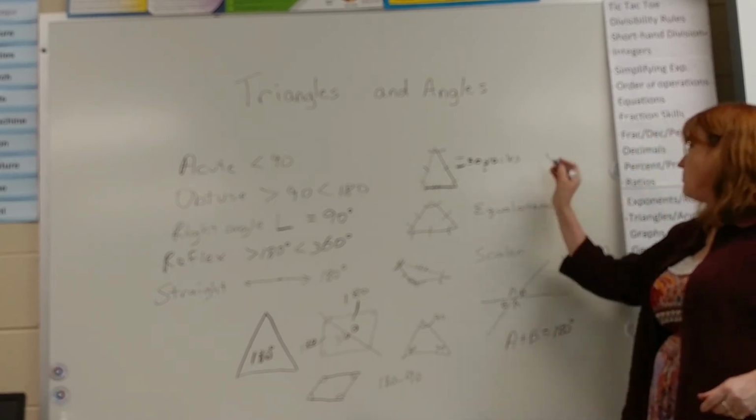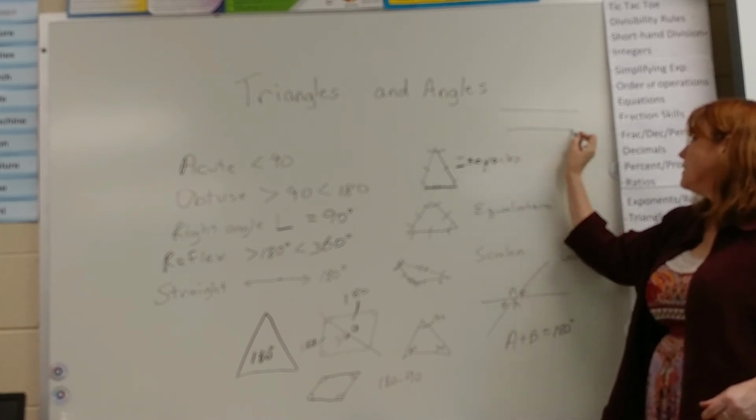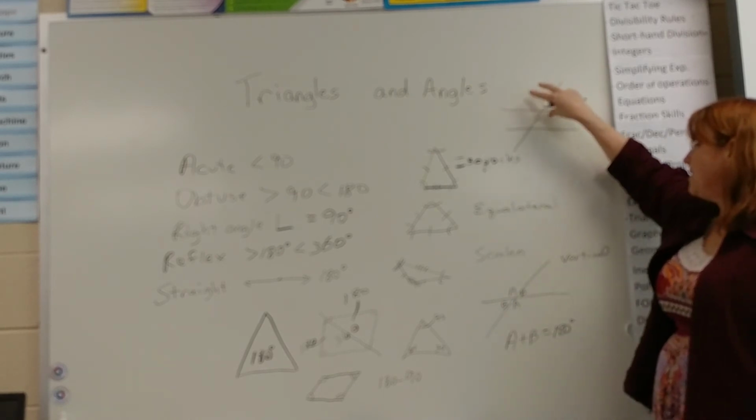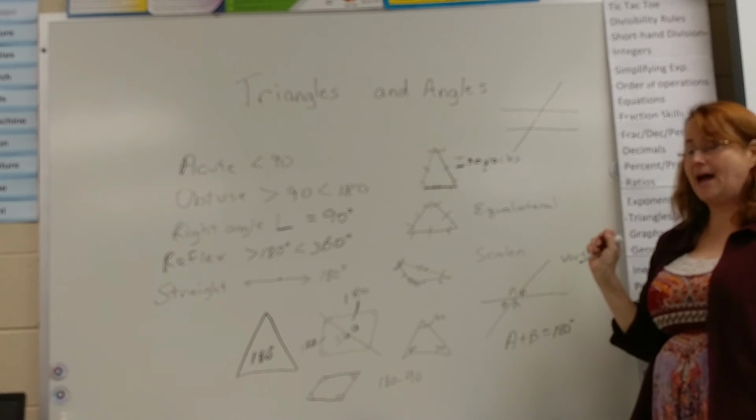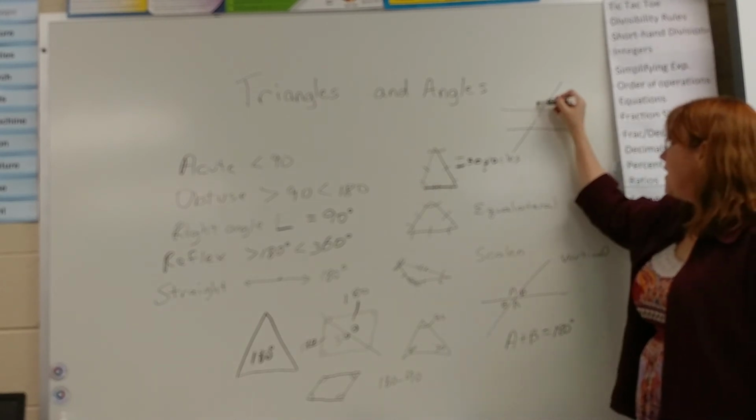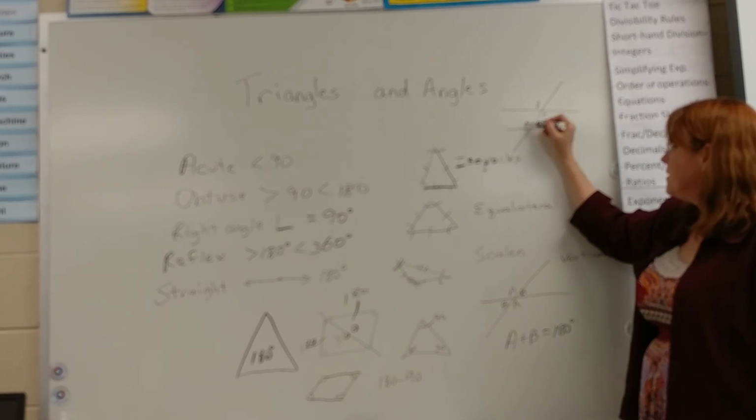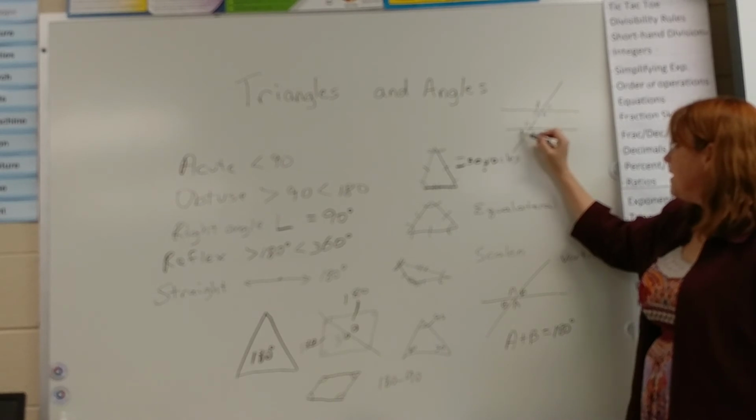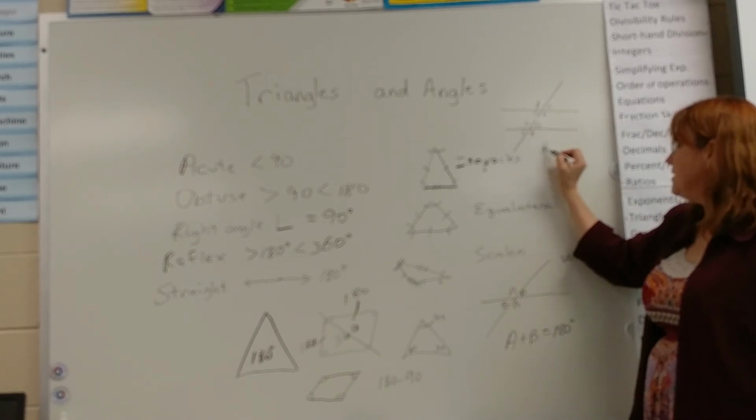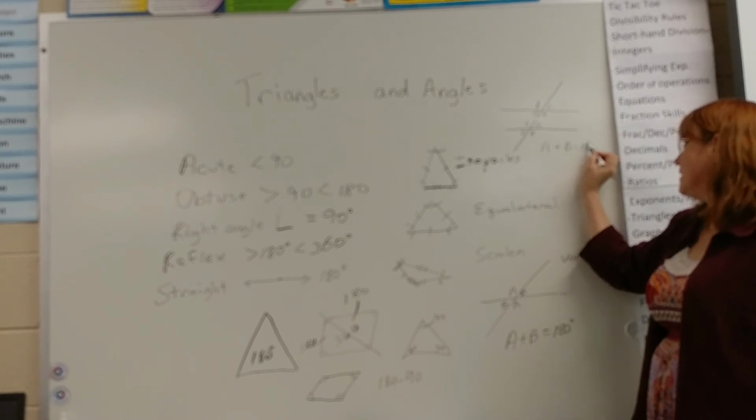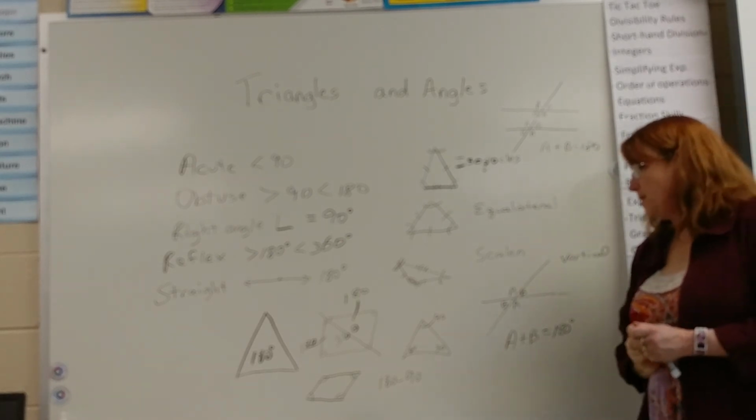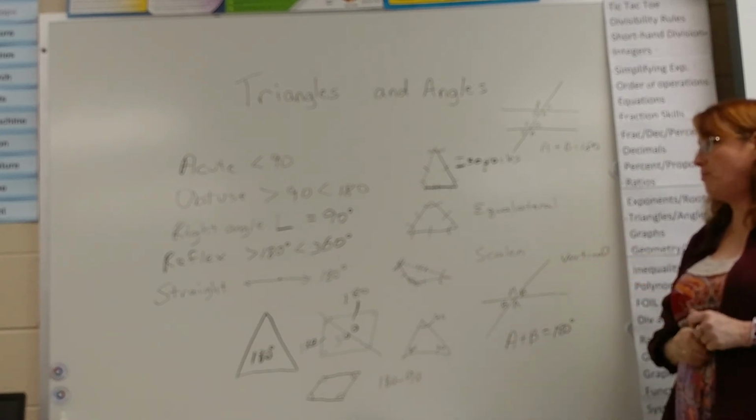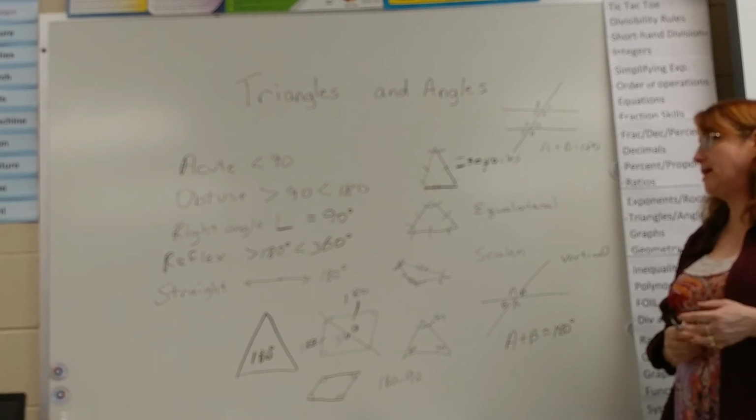It works the same way if I have a set of parallel lines and a line that crosses. If I were to cut this apart right here and pick this up and sit it on top of this one, they would be exactly the same. So this angle and this angle are the same. This angle and this angle are the same. And this is A, and this is B, and A plus B again still equals 180. So, if you understand this about triangles and angles, it can really help you understand questions that use triangles and angles.